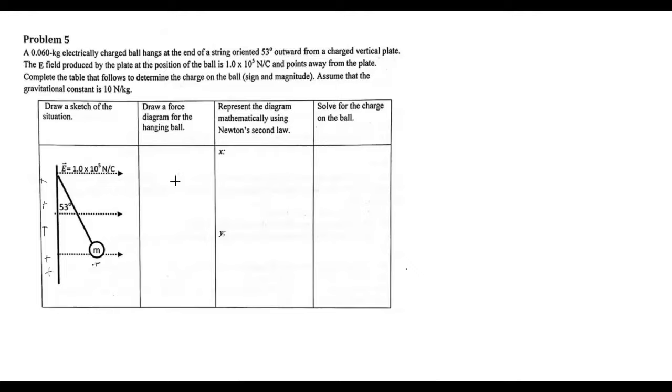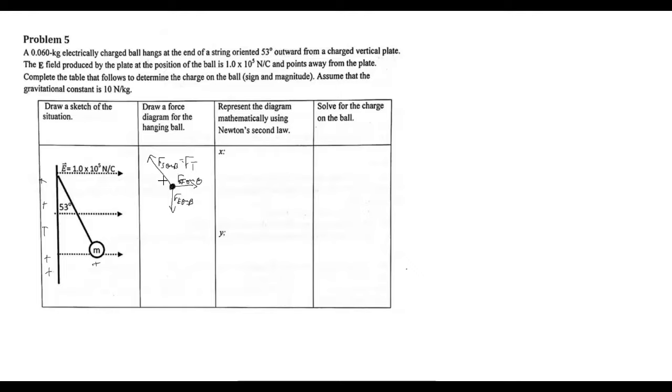So for the force diagram for this ball, we would have the force of the string, otherwise known as force tension, the force of the Earth on the ball, and the force of the E field on ball. Now, because everything here is stationary, we know that all these forces have to be balanced.